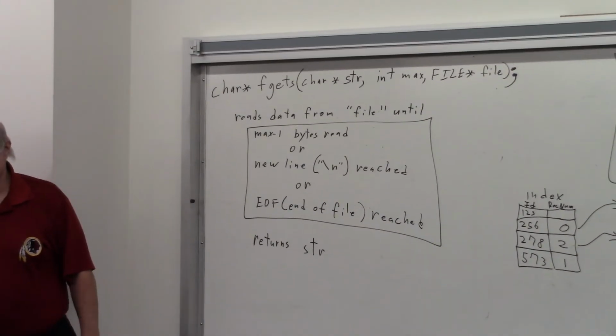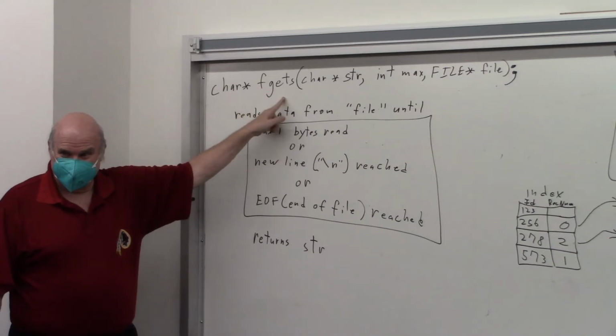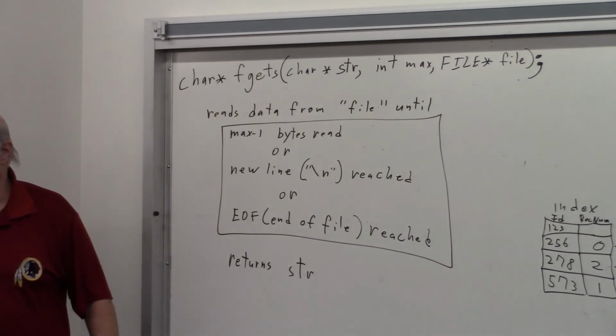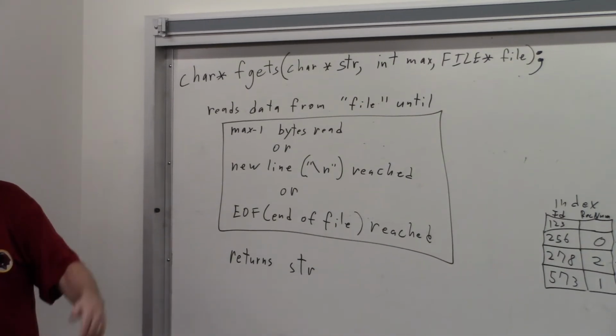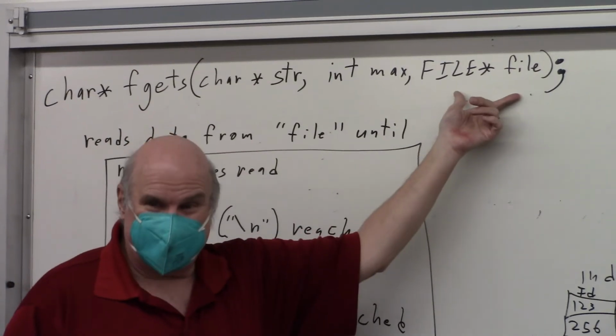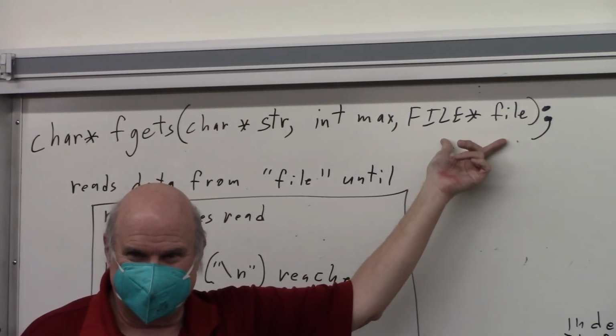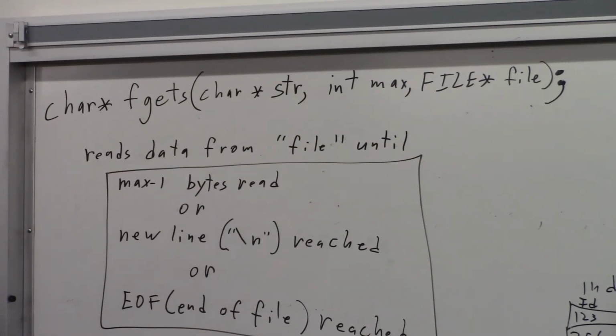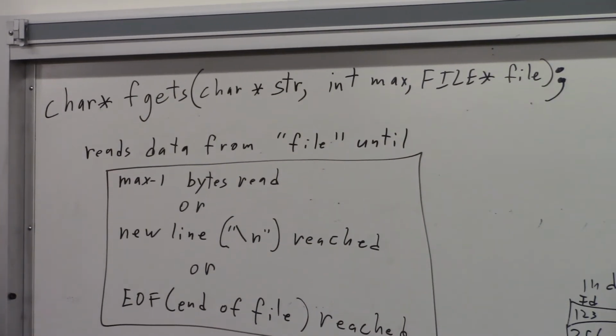fgets stands for file, get, string. That's what fgets stands for. File, get, string. Now in these methods, they put the file parameter, the file pointer parameter, as the last parameter, as opposed to the first as we did in the others. I don't really know why, I just know that they did.